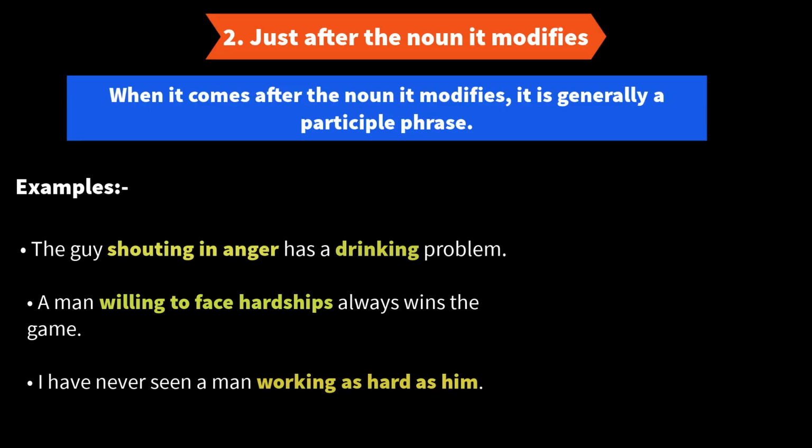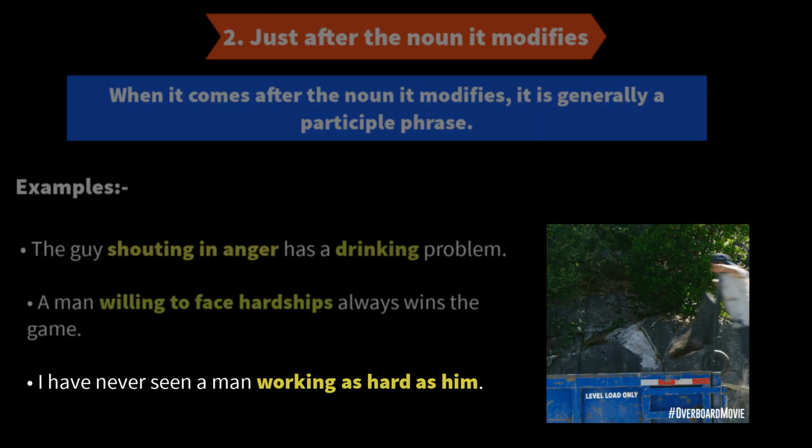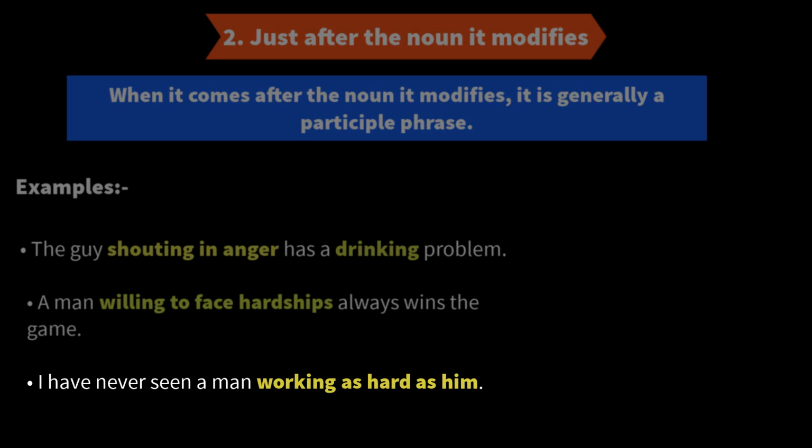Let's look at the next example. I've never seen a man working as hard as him. I've never seen a man, what kind of a man? Working as hard as him. So working as hard as him is a present participle phrase starting with the present participle working, modifying the noun a man. And you guys know this is a reduced relative clause. This can be written as I have never seen a man who is working as hard as him.